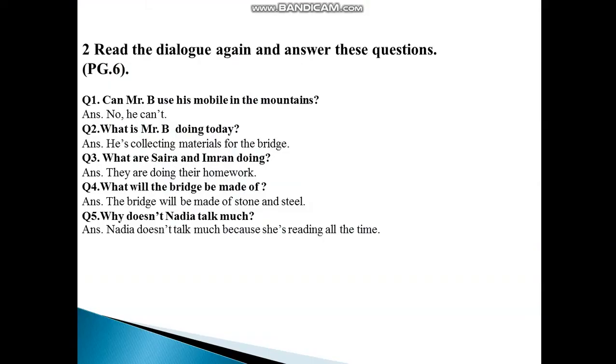Question number 1, can Mr. Berkey use his mobile in the mountains? No, he can't. What is Mr. Berkey doing today? He is collecting materials for the bridge. What are Saira and Imran doing? They are doing their homework. What will the bridge be made of? The bridge will be made of stone and steel. Why doesn't Nadia talk much? Nadia doesn't talk much because she is reading all the time. You have to do this question in your notebook. Do it in a neat way and with good writing.